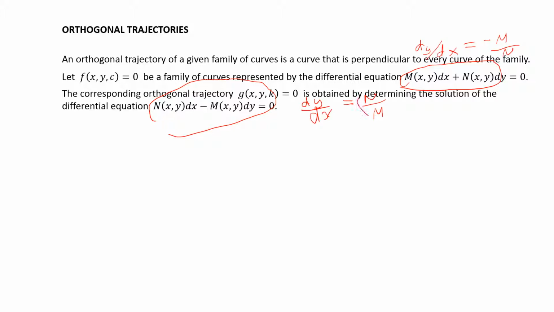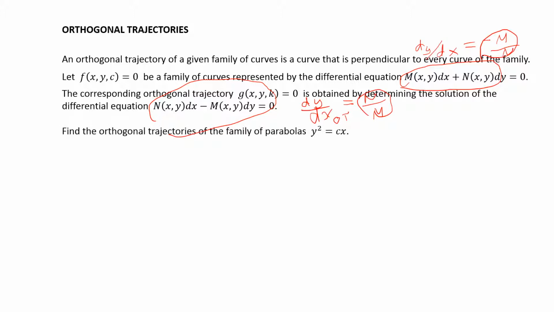Notice that if you multiply this one by this one, that will give you negative 1, and it means that the slope of the orthogonal trajectory and the slope of the original curve have a product of negative 1, and therefore they are orthogonal with each other.